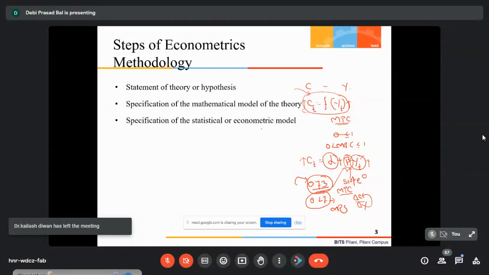The third stage is the specification of the statistical or econometric model. Okay, we economists are very smart actually. Very, very smart. How are we smart? Let's look into that. So this is a mathematical model. This is the function. Your functional form depends on this linear regression line. So it is very difficult. If you think practically, consumption is not a function of Y alone. Not only a function of Y.